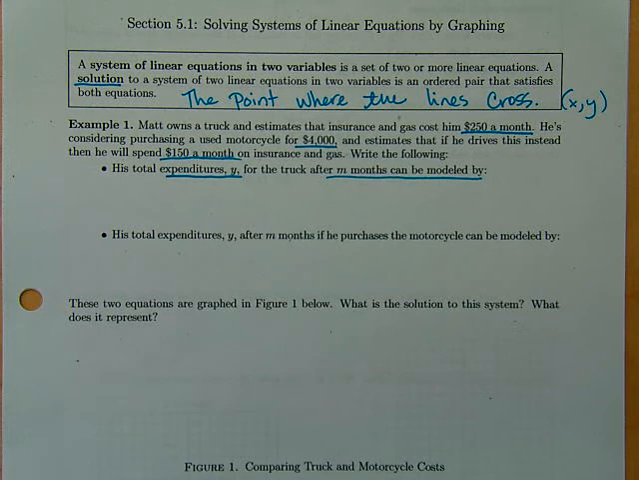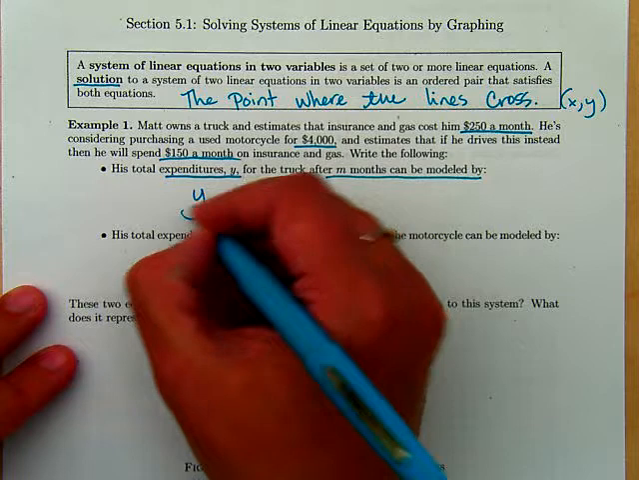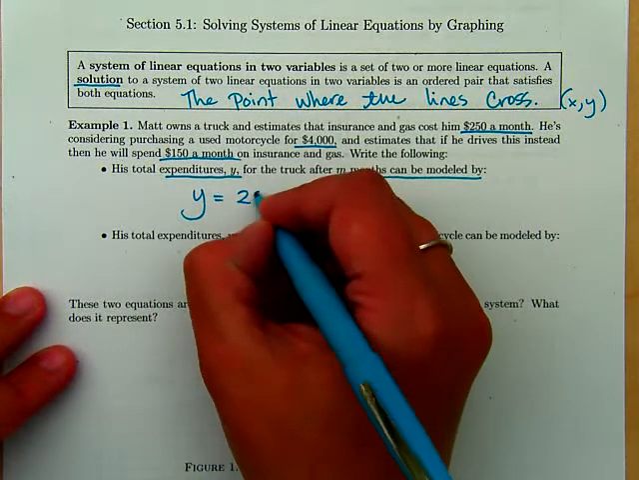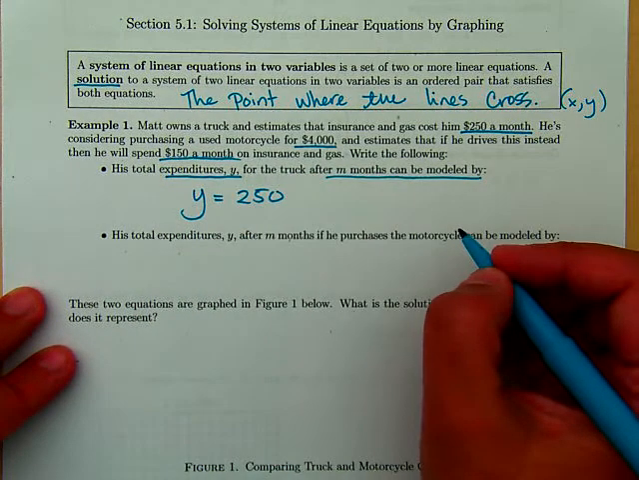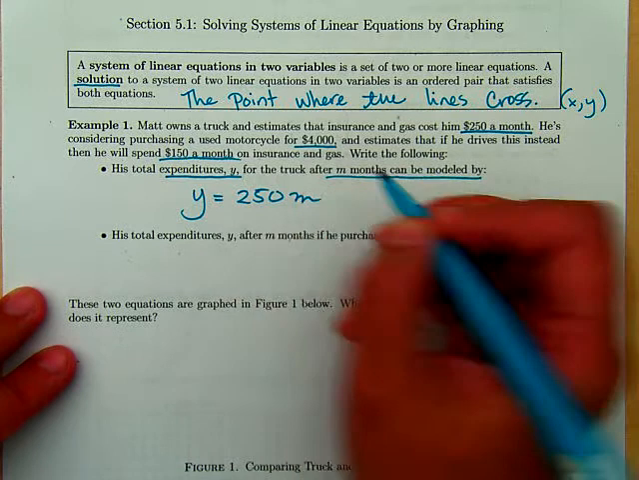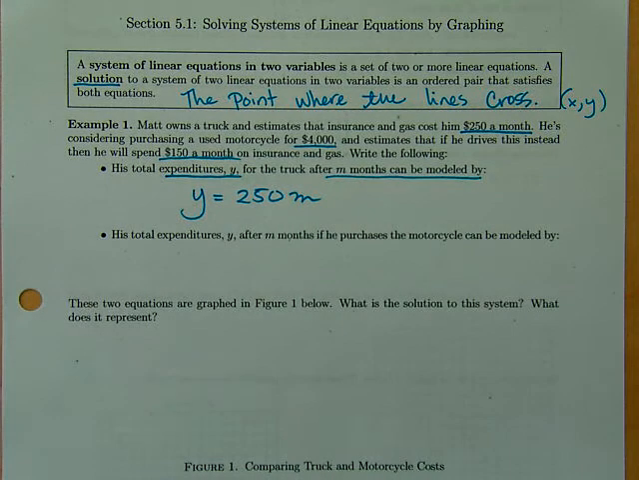But every month, how much money does he have to spend? So the y-intercept in that case would be 0, right? Because he doesn't have to spend anything outright. y equals 250 times what? m, 250 per month. We got it. Okay, his expenditures y after m months.